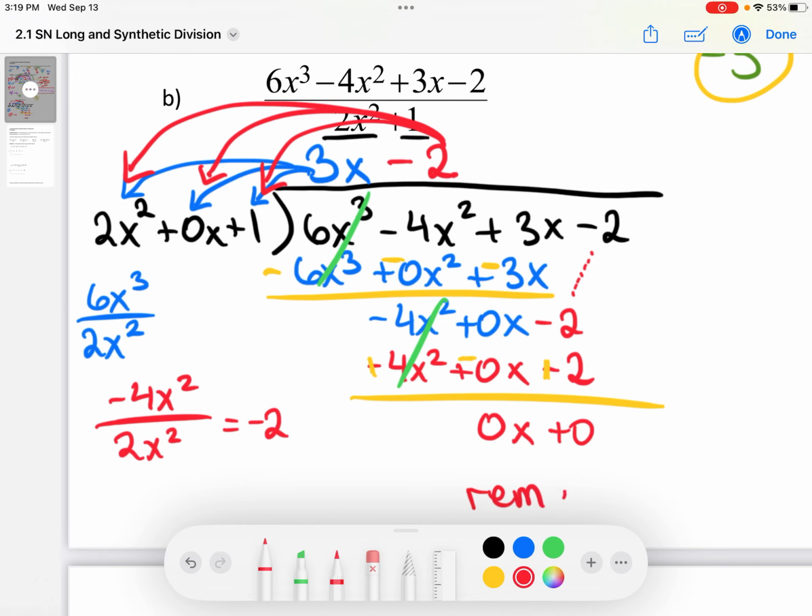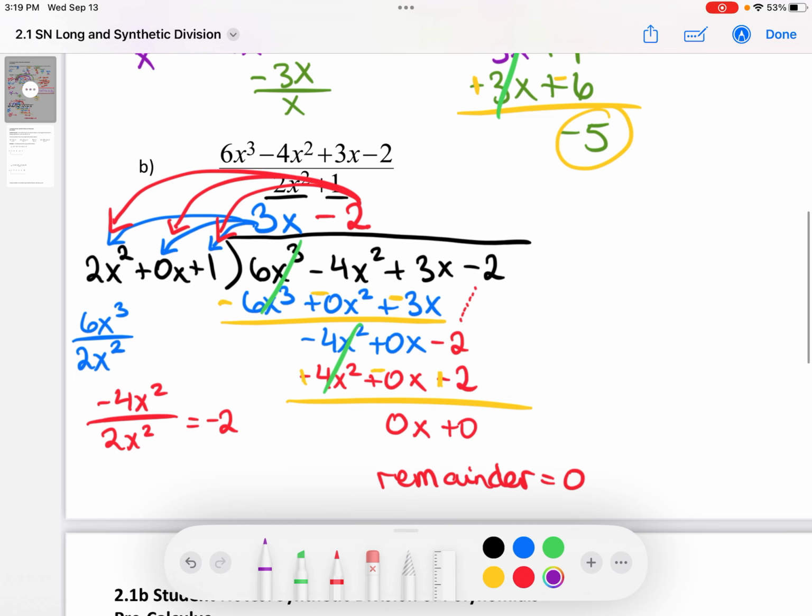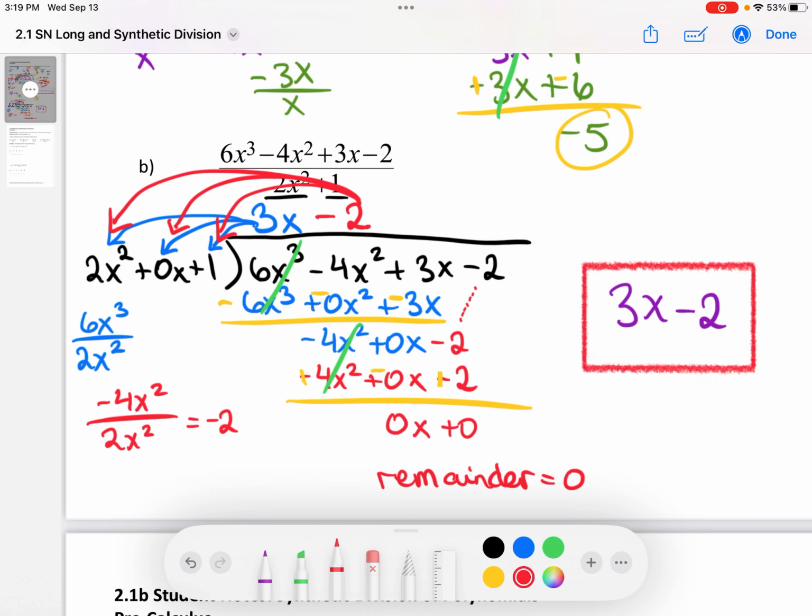So this remainder is equal to 0. It does not have a remainder. So our answer here is simply 3x minus 2. There's no remainder, no reason to write anything else. There's long division.